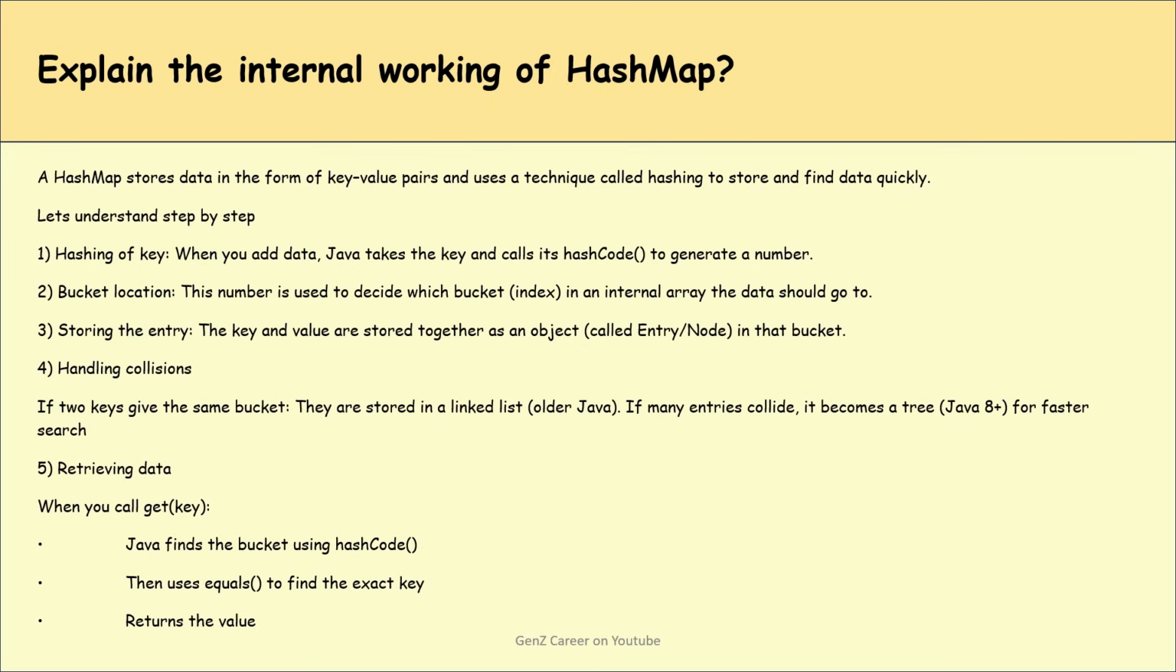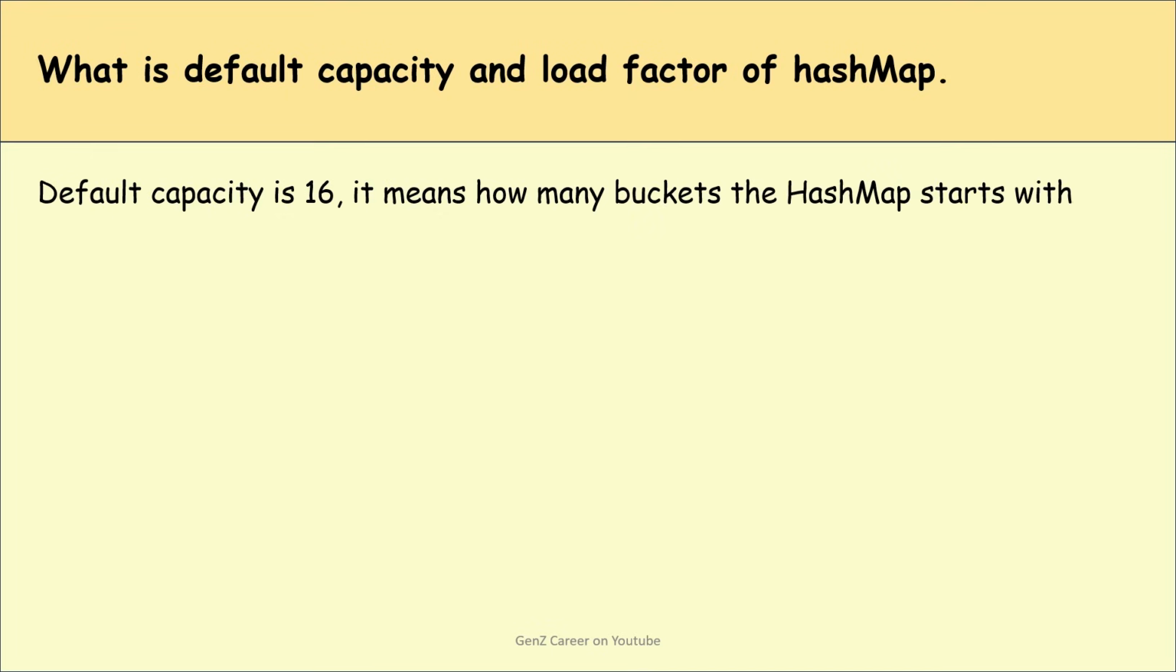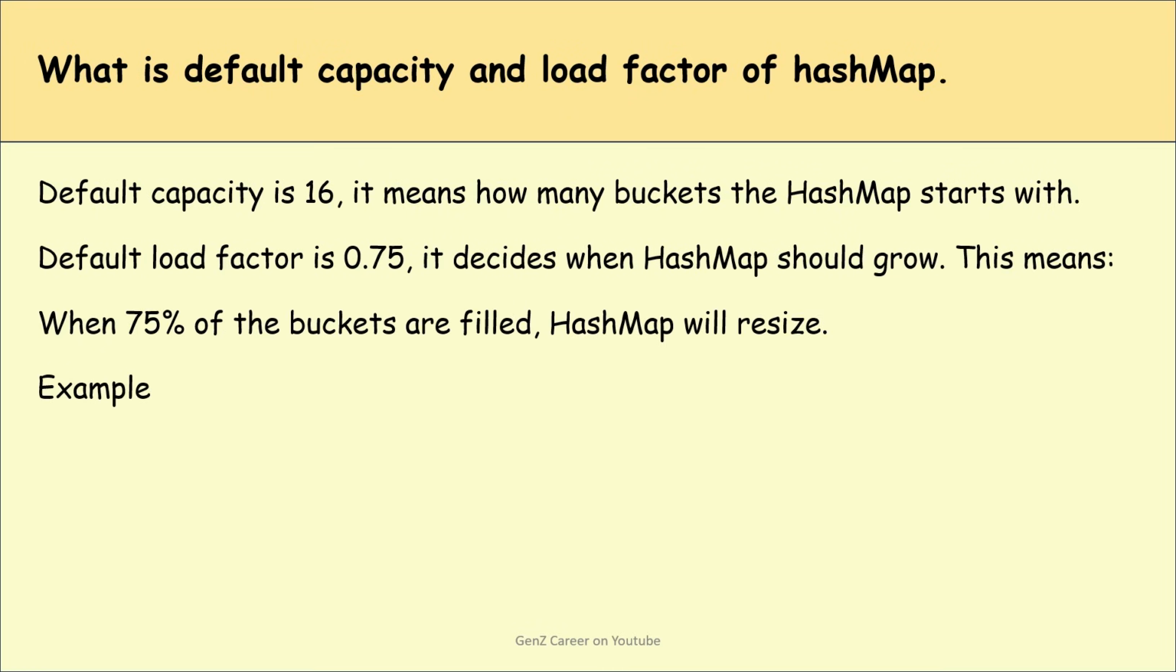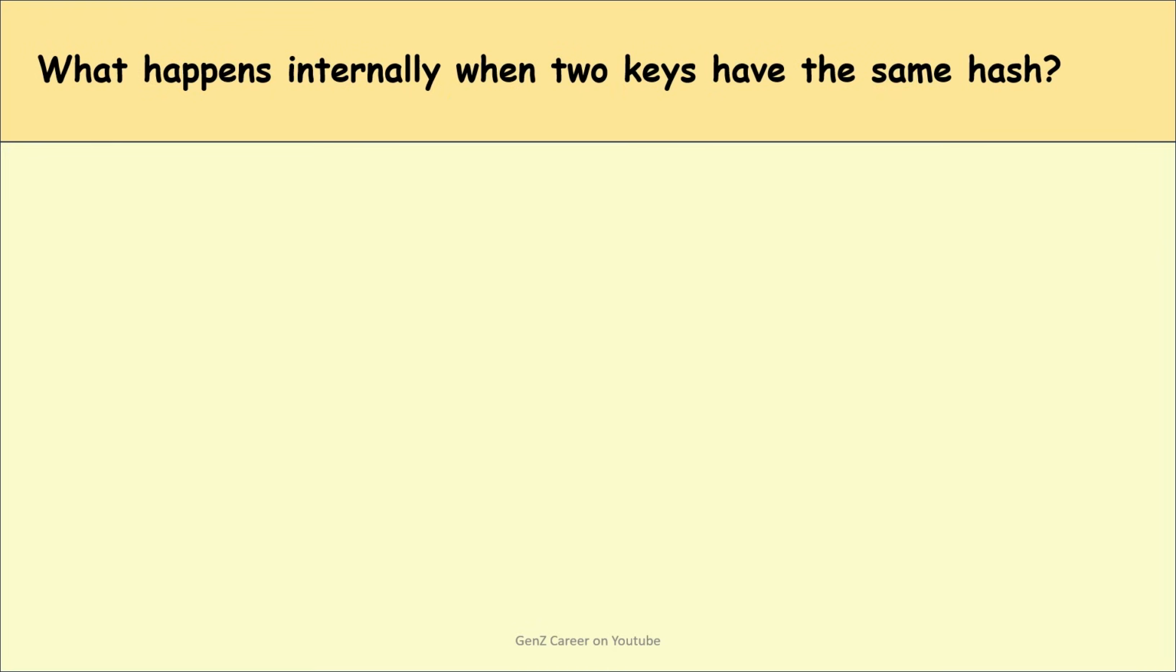Okay. Next question is, what is the default capacity and load factor of HashMap? Default capacity is basically 16. It means how many buckets the HashMap starts with. Default load factor is 0.75. It decides when HashMap should grow. This means when 75% of the buckets are filled, HashMap will resize. For example, if capacity is 16, then 75% of 16 is 12, and hence when we add the 13th entry, resizing happens.